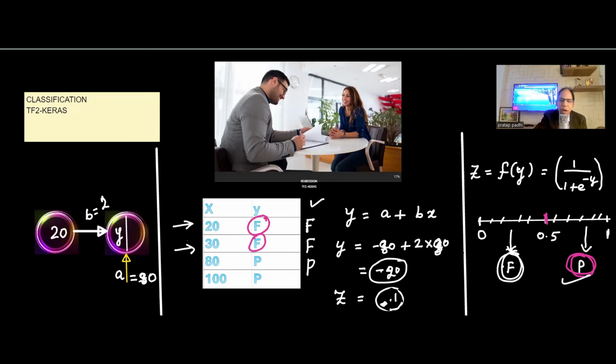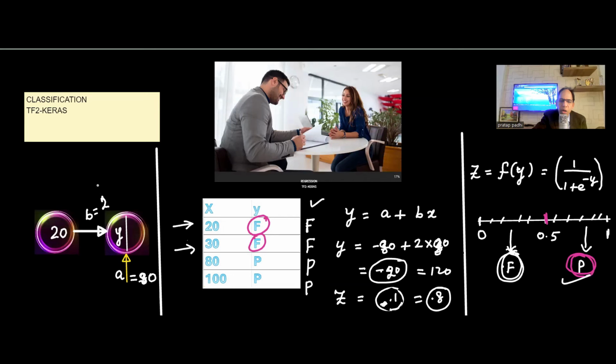Now put the last one, 100. 100 multiplied by 2, 200. 200 minus 80, that is 120. Positive. Positive means again you will get a number. When you put in y, you will get a number z that will be greater than 0.5. And this is passed. All my rows are satisfied.